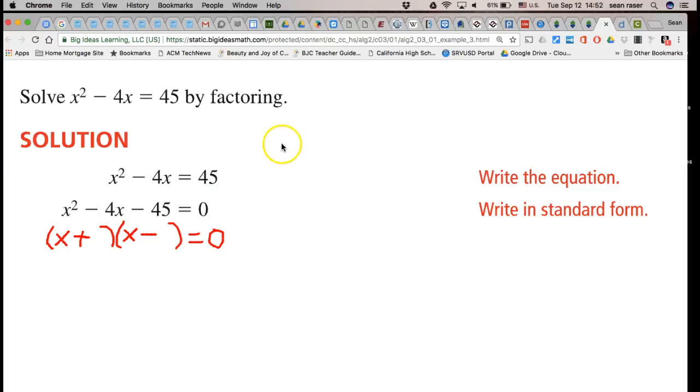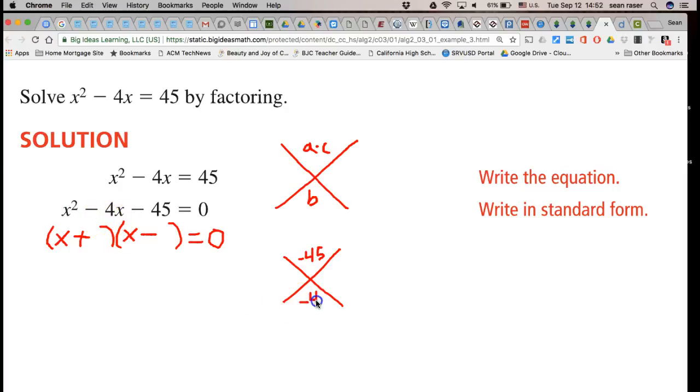Now, one method that you may have learned is, we call this the diamond method. And what it does is it helps you organize your terms a little bit. So what you do is you write this x right here, and on the top you're going to write your a times c. So you have your a, b, and c values from your standard form. So ax squared plus bx plus c. You're going to take your a value multiplied by your c value. So here, it would be 1 times negative 45. So we're going to write negative 45 on top. And you write your b value on bottom. That's your middle term. So negative 4.